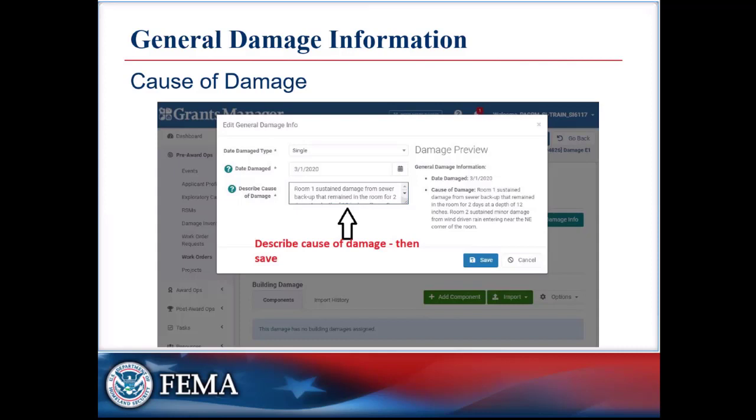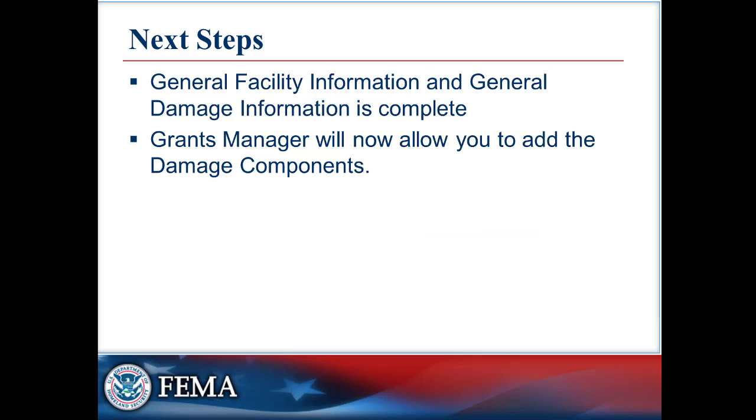So for describe cause of damage, it is asking you to list all applicable causes of damage to the facility. For our City Hall, the cause of damage is Room 1 sustained damage from sewer backup that remained in the room for 2 days at a depth of 12 inches. Room 2 sustained minor damage from wind-driven rain entering near the northeast corner of the room. As you see here, not only is this very descriptive, but we're breaking it out per room as each room encountered different damages. So next steps.